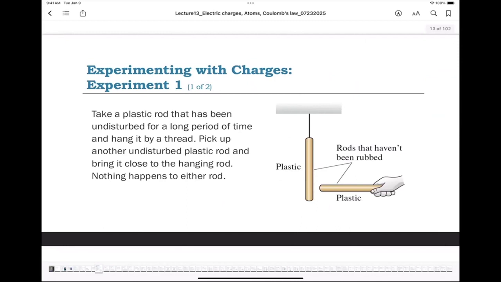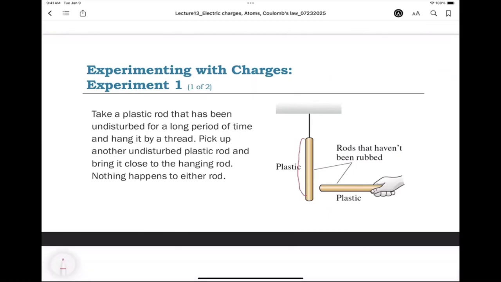Let's check experiment one. Take a plastic rod that has been undisturbed for a long period of time and hang it by a string. Pick up another undisturbed plastic rod and bring it close to the hanging rod. Nothing happens to either rod.